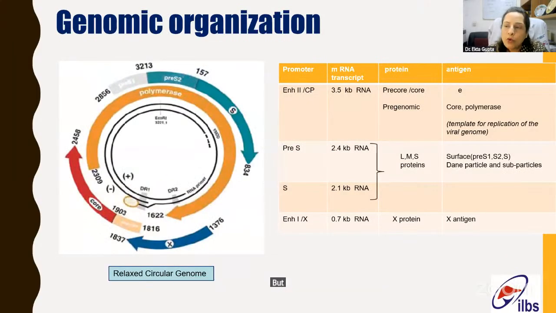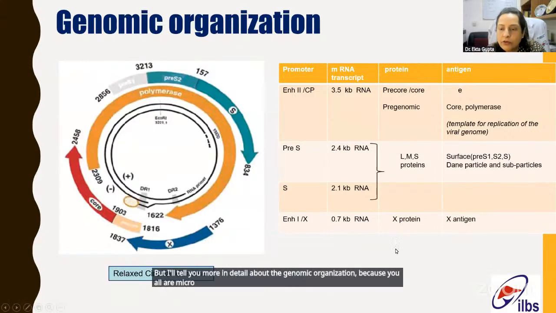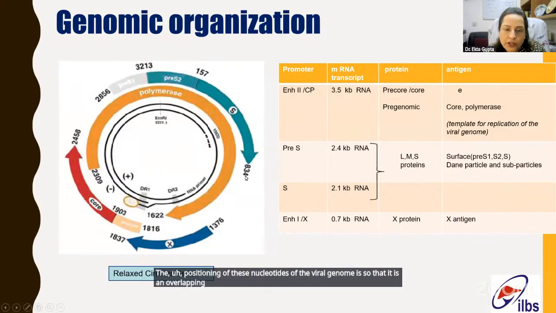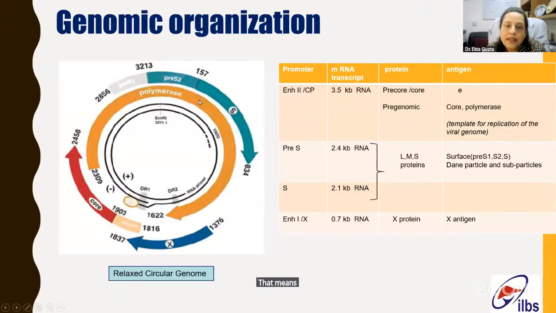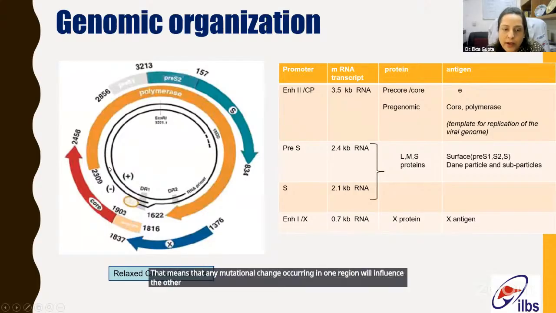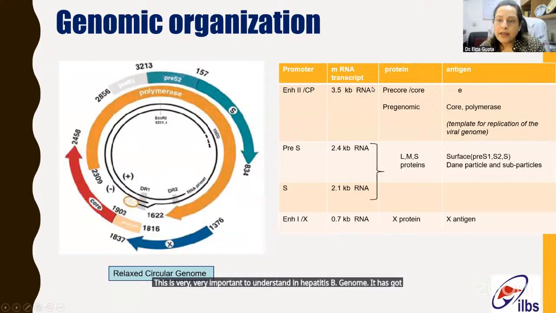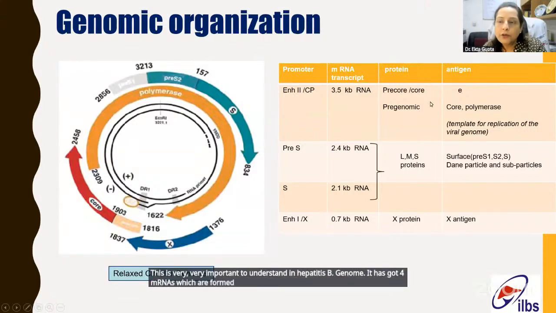But I'll tell you more in detail about the genomic organization because you are all microbiology or virology students. The positioning of the nucleotides of the viral genome is such that it is an overlapping genome structure. That means any mutational change occurring in one region will influence the other region. That is why this is very important to understand in the hepatitis B genome. It has 4 mRNAs which get converted to proteins, and the antigens are formed.